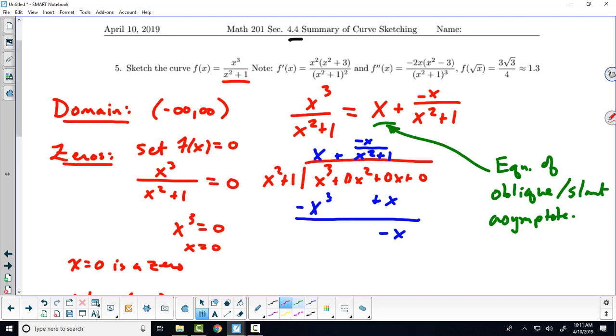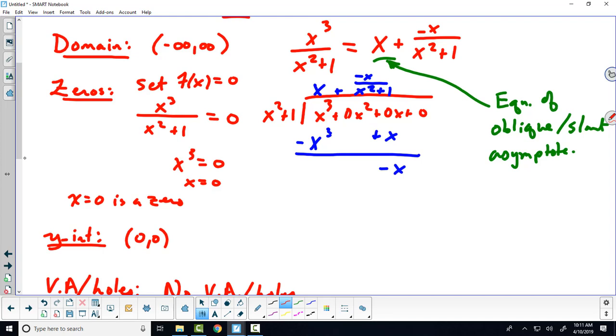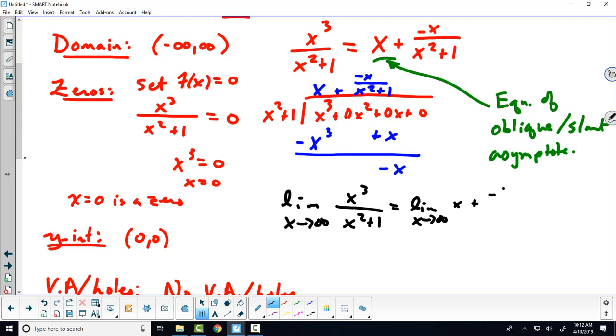So that means if we now look at the limit as x approaches infinity of our function, x cubed over x squared plus 1, that's going to equal the limit as x approaches infinity of x plus negative x over x squared plus 1, which is equal to the limit as x approaches infinity of x plus the limit as x approaches infinity of negative x over x squared plus 1.